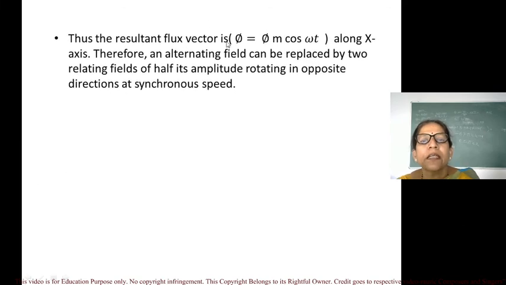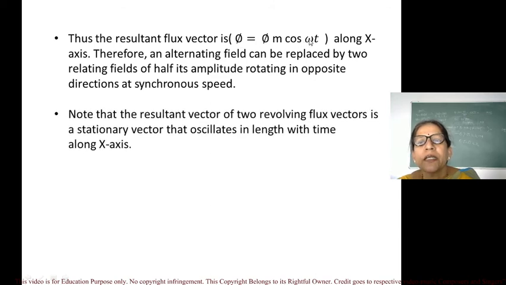Thus, the resultant vector sum is phi equal to phi m cos omega t, and it is acting along the x-axis. Therefore, an alternating field can be replaced by two rotating fields of half amplitude but rotating in opposite directions at the synchronous speed. That means the resultant flux, which is an alternating flux given by phi equal to phi m cos omega t, is an addition of two different fluxes rotating in opposite directions but having equal amplitude.